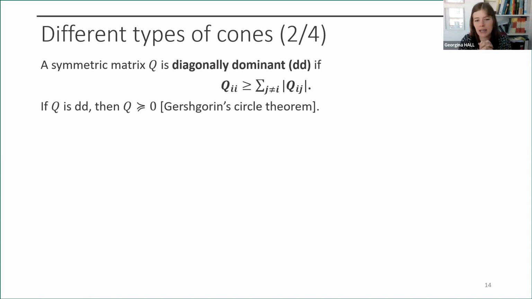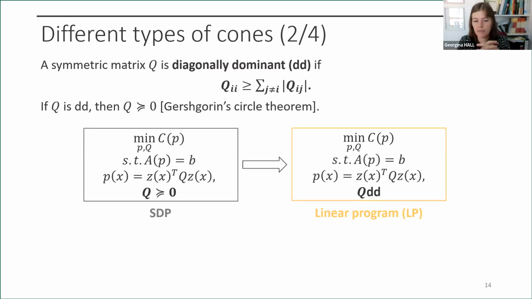And it so happens that there is this implication: if Q is diagonally dominant, then it is positive semi-definite. So diagonal dominance implies positive semi-definiteness. This is a consequence of a famous theorem called Gershgorin's circle theorem. So this gives us an interesting option, which is we can replace the positive semi-definite constraint here, which was tricky and gave us this semi-definite program, by this diagonal dominance condition instead.